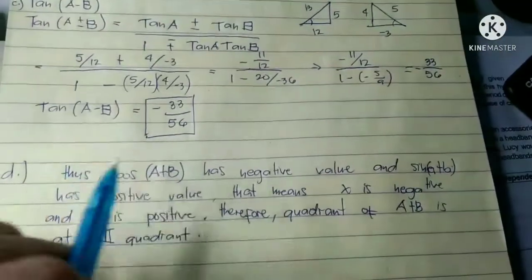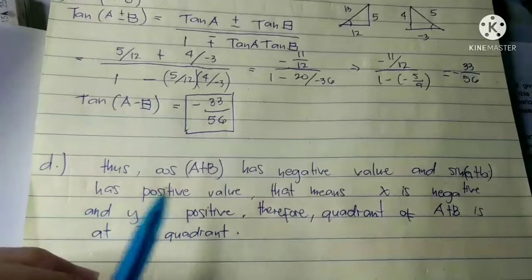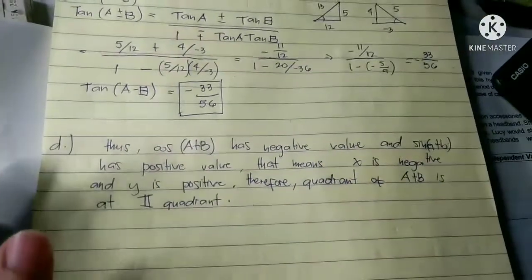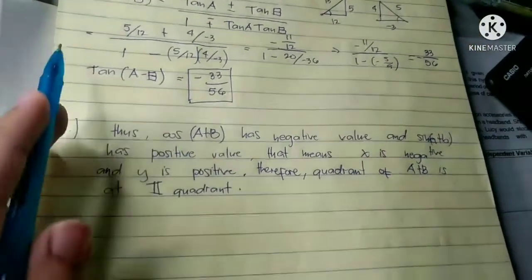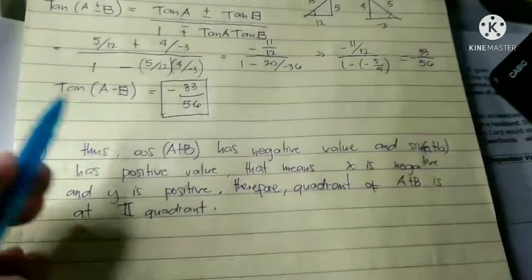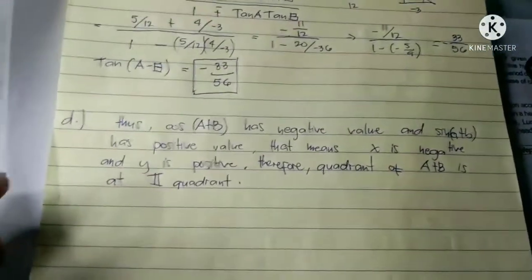So thus cosine a plus b has a negative value, right? And our sine a plus b has a positive value. That means our x is negative and our y is positive. Therefore, we can say that the quadrant of a plus b is the second quadrant.